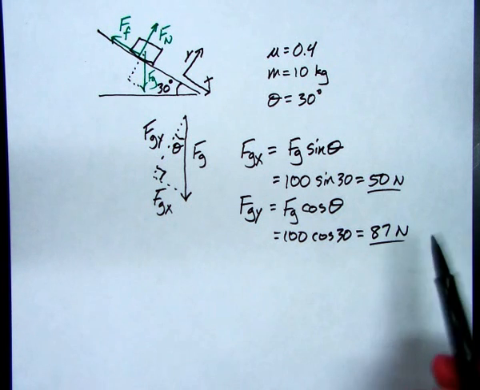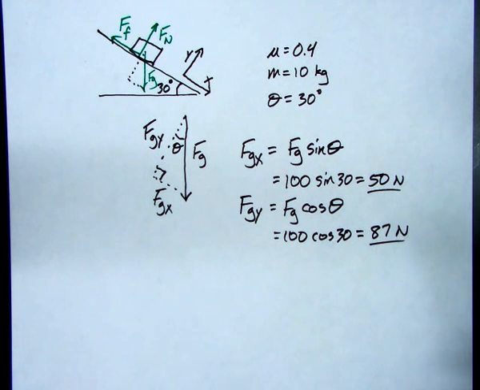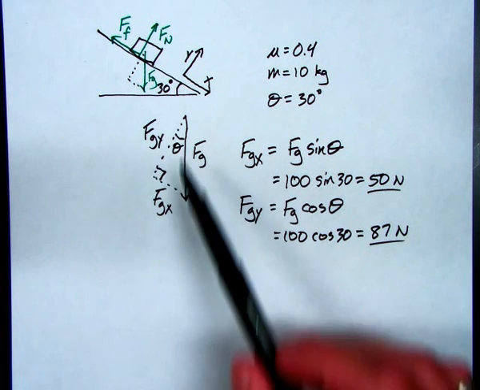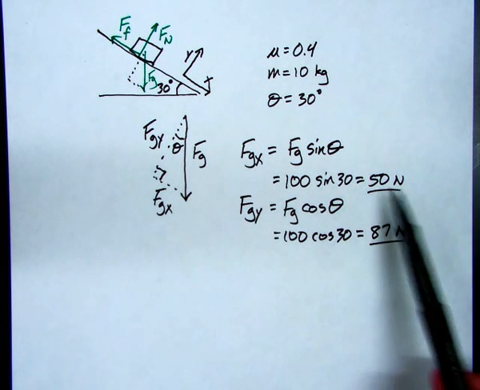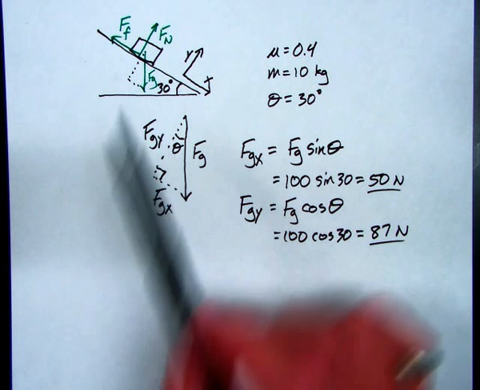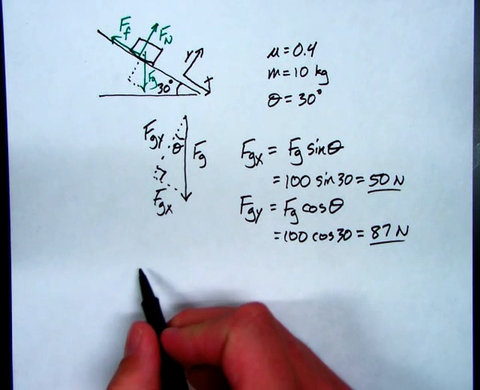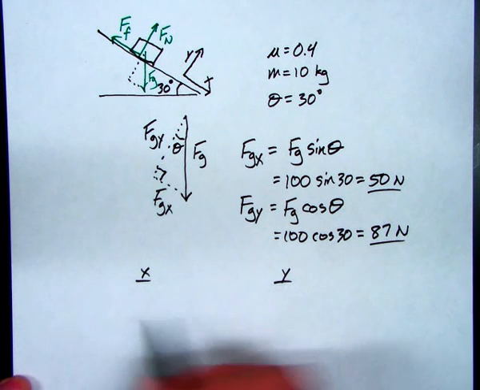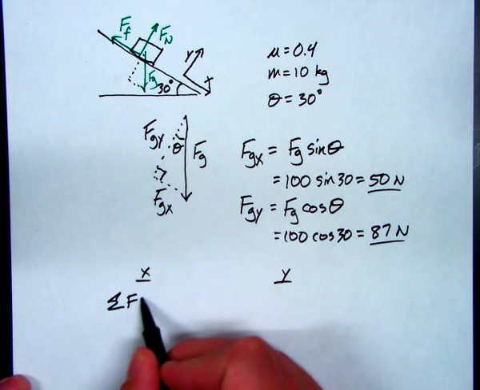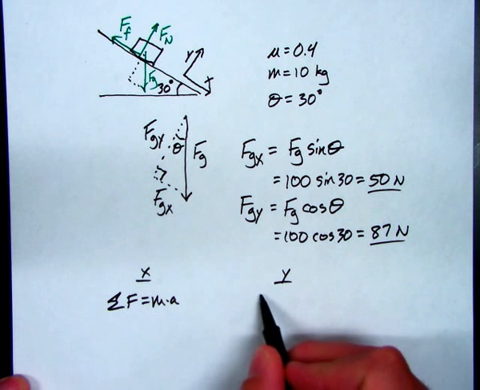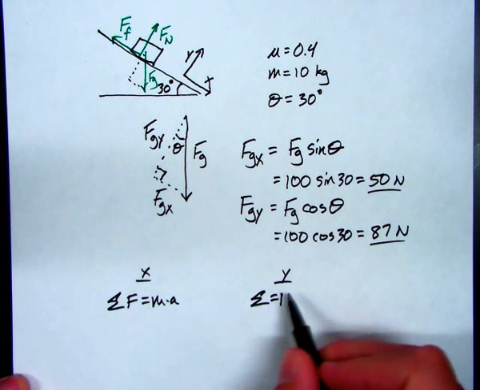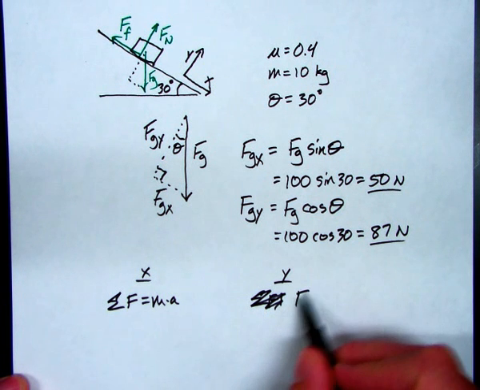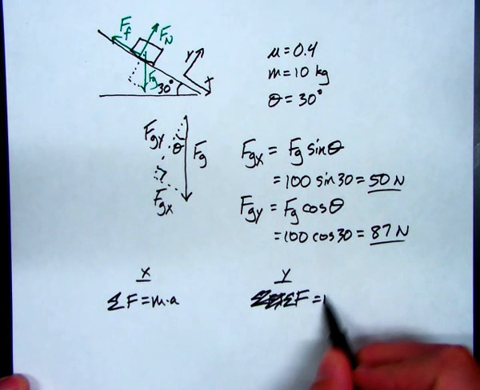Okay, so we have our two components of gravity. Now, we did our first step, draw in our force diagram. We did our second step, work out any angles, so we now know what those are, the angled force. Now we can set up our Newton's second law in X and in Y. The sum of all forces in X equal ma. The sum of all forces in Y equal ma.